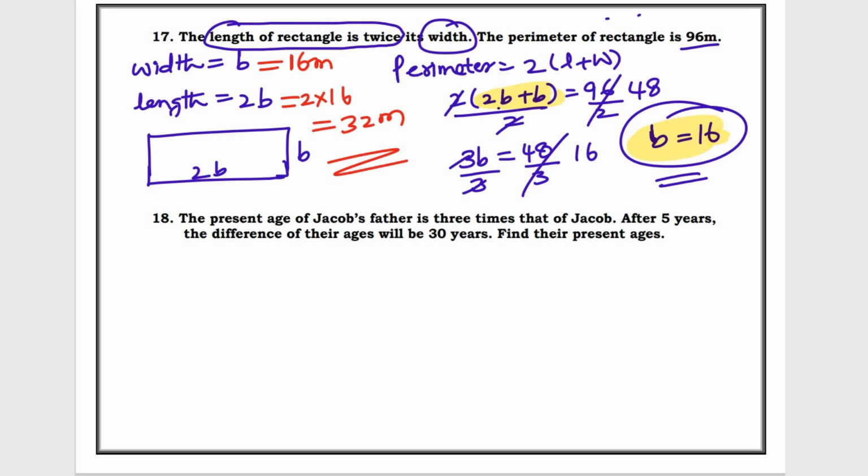Next question. The present age of Jacob's father is 3 times that of Jacob. After 5 years, the difference of their ages will be 30 years. Find the present ages. These kinds of questions are very interesting and very important to answer. To solve these kinds of questions is very tricky. So let's discuss this question. I'll try to make a simple table here to understand this clearly.